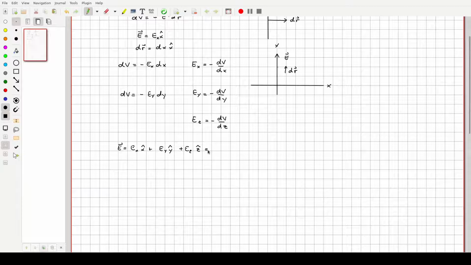If I rewrite Ex, Ey, and Ez using this notation right here, I would get minus dV dx x hat, plus minus dV dy y hat, plus minus dV dz z hat.